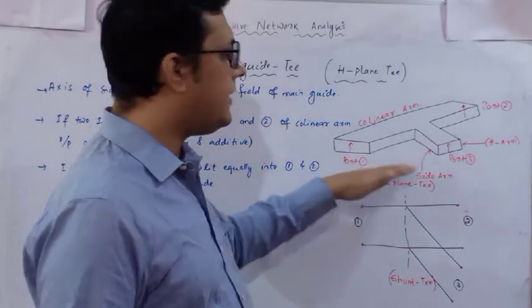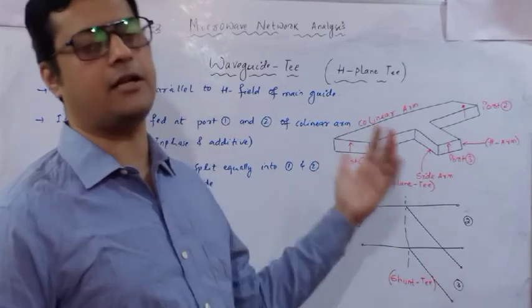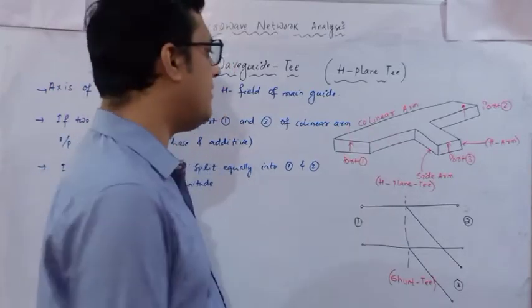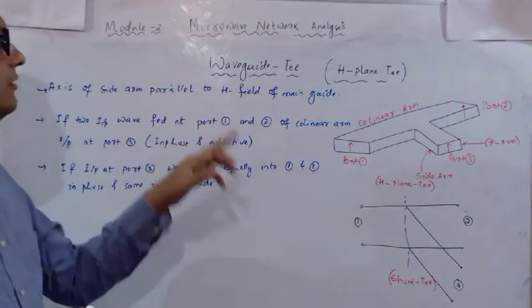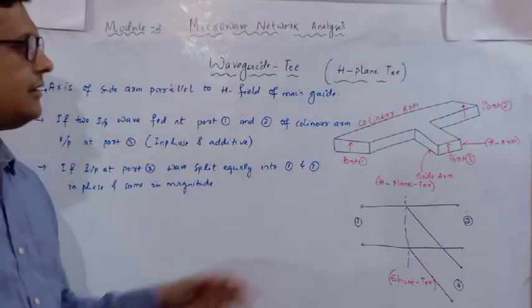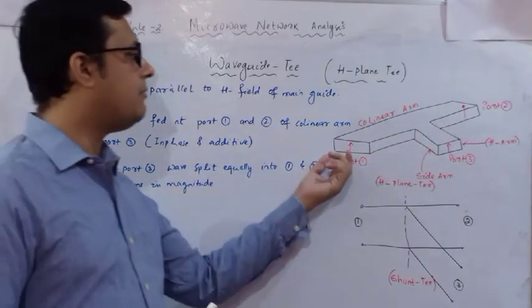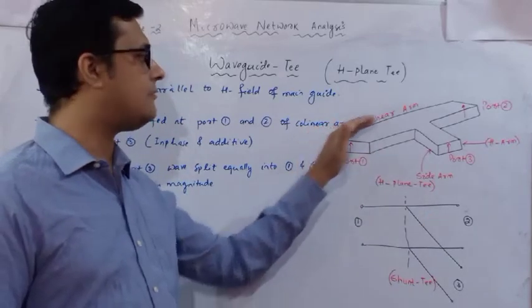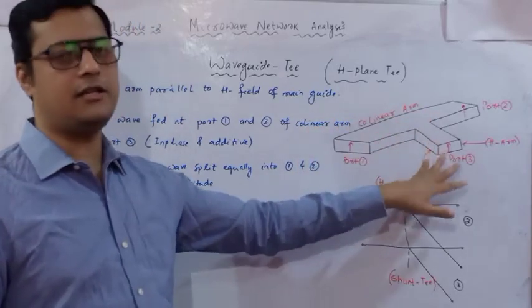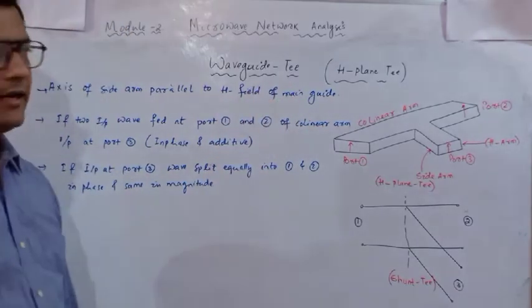So we will identify this particular scattering parameter with the help of certain assumptions. Now let us consider, here I have written, the axis of the side arm parallel to the H field of the main guide. So this H field will be propagating in this particular waveguide, and the axis of this collinear arm is parallel to the side arm. That is called H field parallel to the main guide.